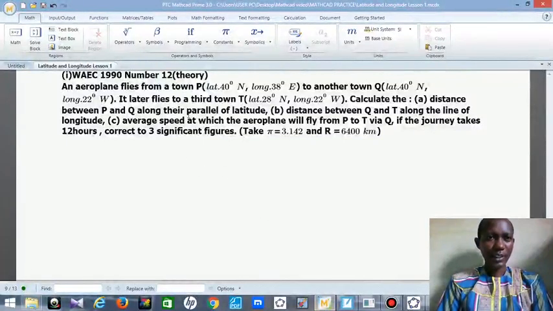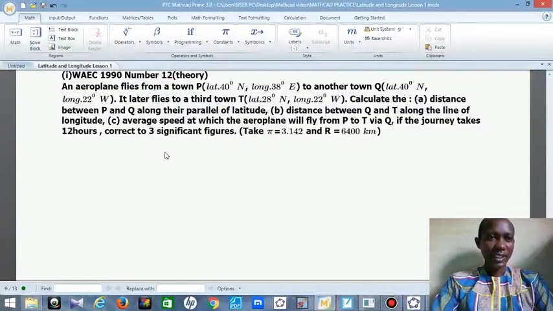Hello, let's study this example together. This question is taken from WAEC 1990 number 12. It's a question on latitude and longitude. I want us to look at it together and see how we can solve it.